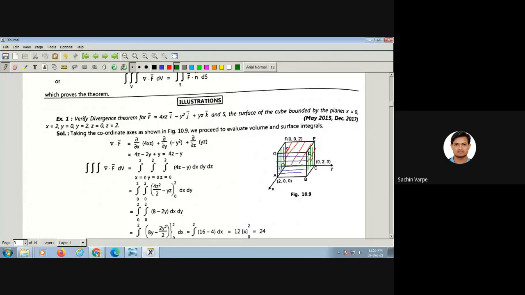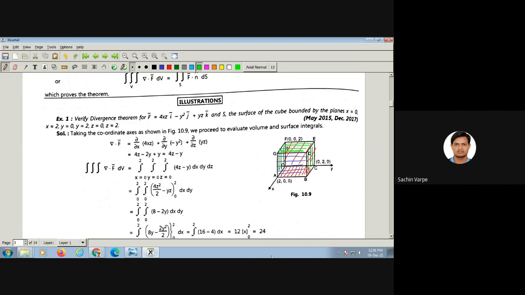Okay. And z equal to 0 means which plane? This bottom plane, right? This one. This is here z equal to 0. And z equal to 2 means which plane? Z equal to 2 means this top plane. Okay, so these are the 6 surfaces. So we have verified over these 6 surfaces the left hand side and right hand side.